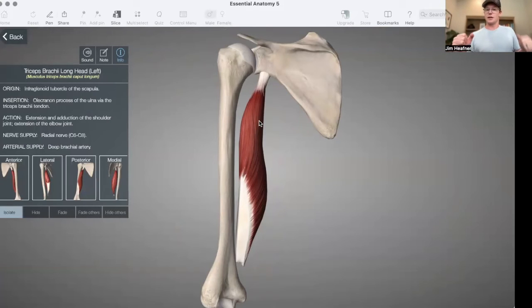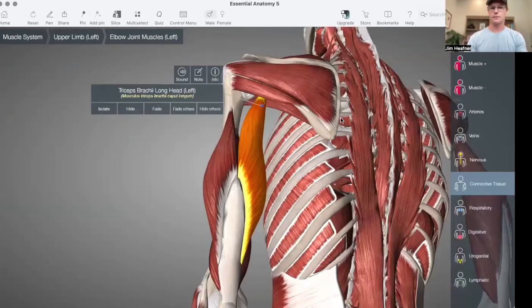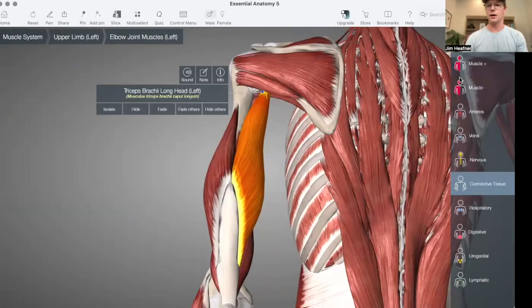If nothing else, as you're doing a tricep or an extension-based movement of the shoulder or of the elbow, if you're not fixed from the scapula, then you're going to see movement up here because of how the tricep attaches to it. Let's add a layer of muscle on.